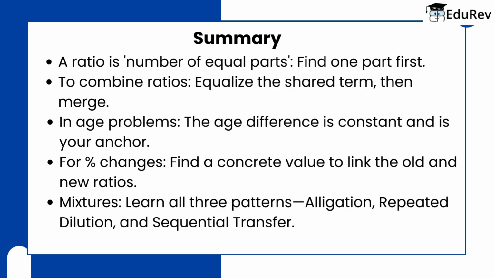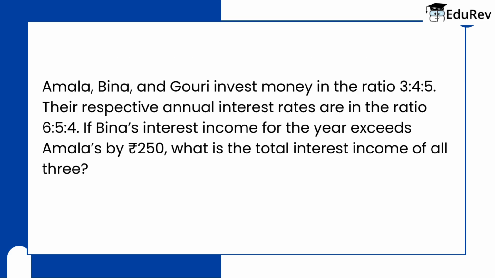Before we close, one challenge for you. Amala, Beena, and Gori invest money in the ratio 3 to 4 to 5. Their respective annual interest rates are in the ratio 6 to 5 to 4. If Beena's interest income for the year exceeds Amala's by 250 rupees, what is the total interest income of all three? Think about how the final income ratio is formed.